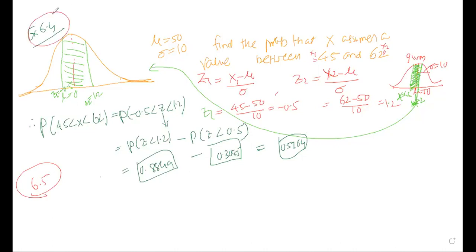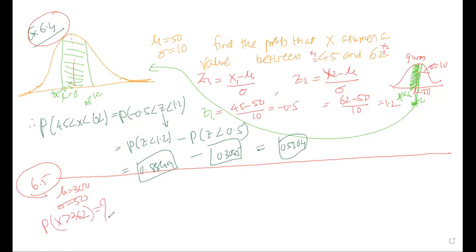Example 6.5 says that given that x has a normal distribution with nu equal to 300 and sigma equal to 50, find the probability that x assumes a value greater than 362. So x assumes the value 362 and we want to find the probability.